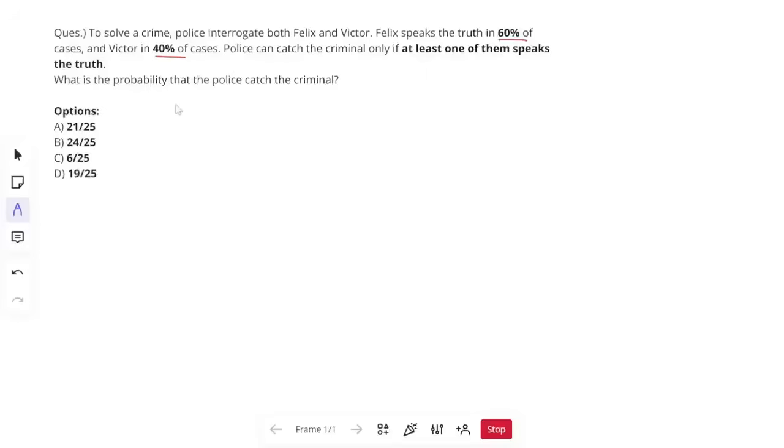See, first of all, let's note down the data which is given to us. Felix truth probability. Felix speaks truth with the probability of what? 60%, right? So 60% can be written in what way? 0.6, right? 60 upon 100. So Felix truth probability is 0.6.